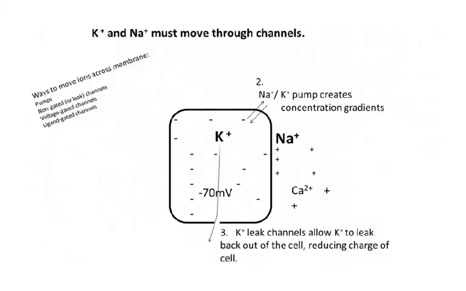And then to make it even more similar, once we pump sodium and potassium to their relative positions, so we have a lot of sodium out and a lot of potassium in, the cell also has potassium leak channels. So these are channels for potassium that are always open. That's what we mean by leak. They're not gated. They're just always open. So this potassium that the sodium-potassium pump brings in can go right back out.